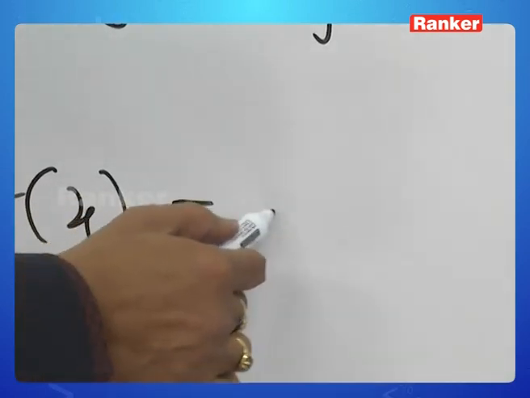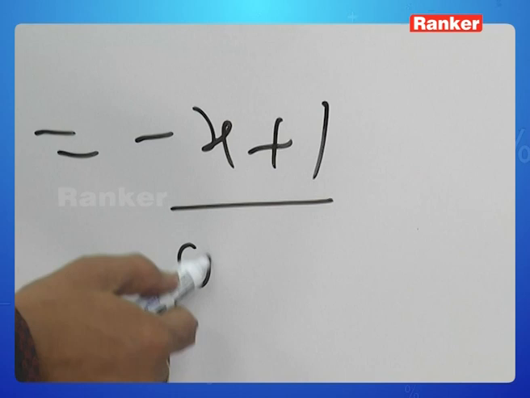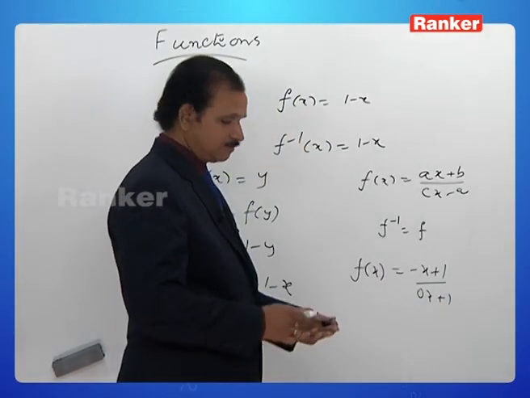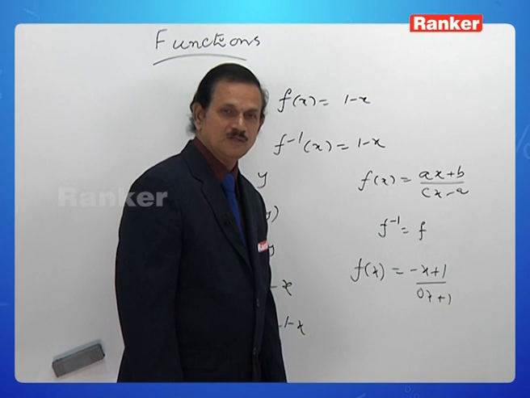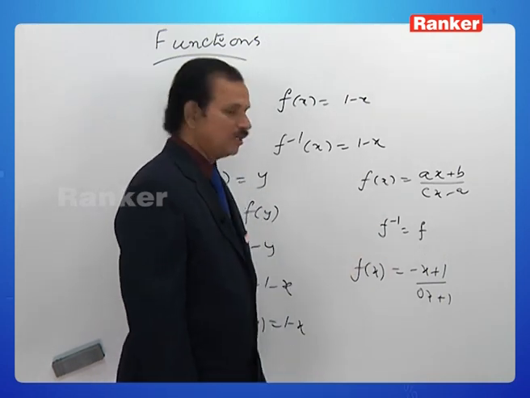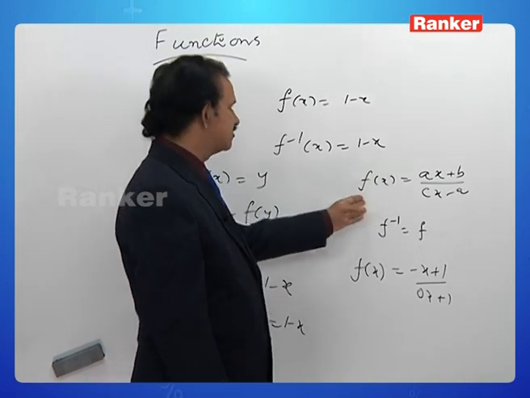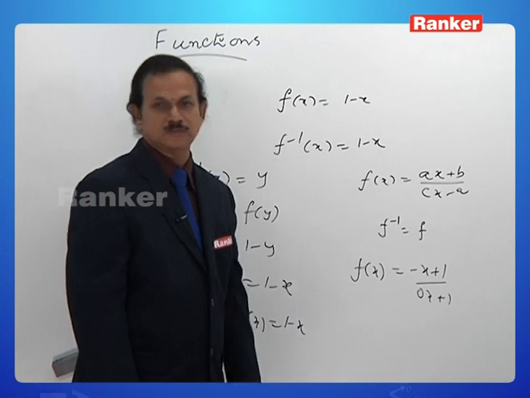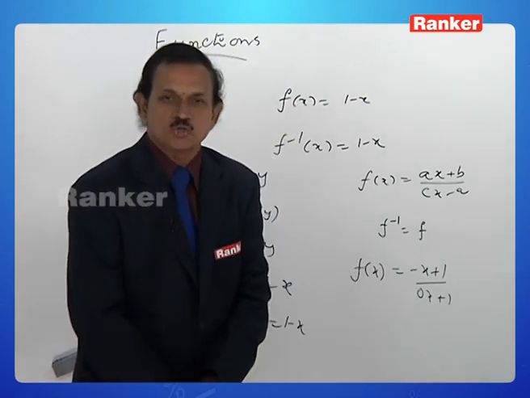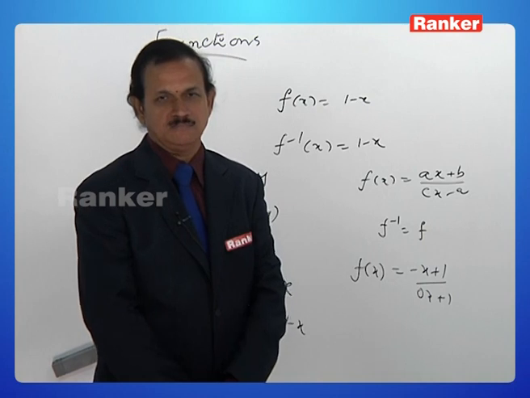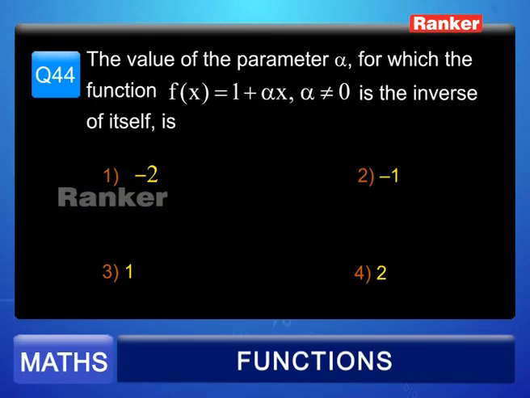Why not? You take it. F of x is equal to 1 minus x, or minus x plus 1. This is minus x plus 1 by 0x plus 1. Observe the ratio of the coefficient of x in the numerator and the constant term in the denominator. It is minus 1. Hence, surely it is self-invertible. Therefore, for 1 plus alpha x to be self-invertible, we need to have alpha as minus 1. Hence, the second option is the right option, because the first option is minus 2, second option is minus 1, third option is 1, fourth option is 2. Among all of them, the right option is the second option, that is alpha is equal to minus 1.